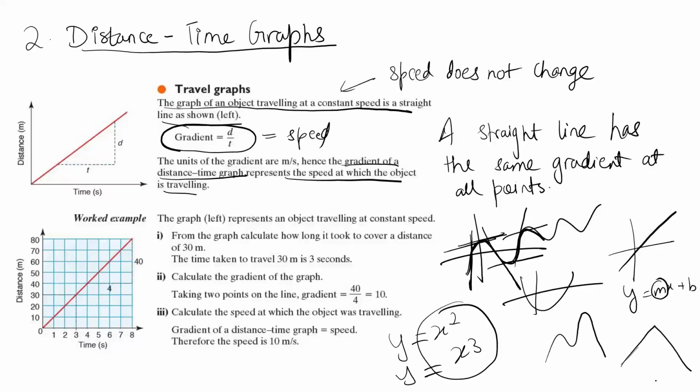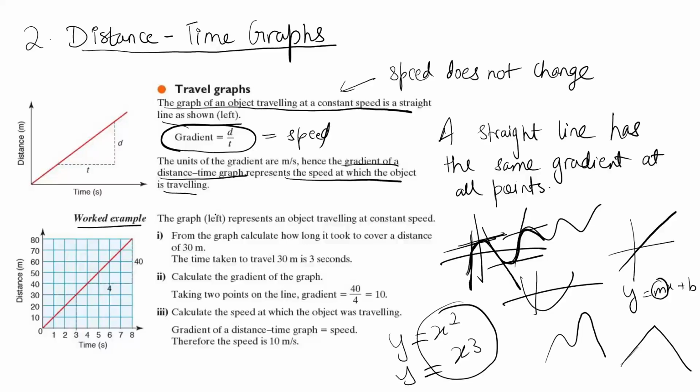Basically what I'm trying to get at is, when we have a distance time graph, the slope is constant, which means the slope does not change. The slope is the same at all points, which means we're traveling at the same speed. So for a distance time graph that is a straight line, the speed is constant. Okay, so let's look at this worked example that'll maybe give you a better idea.